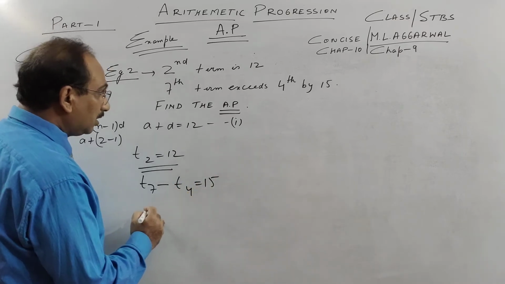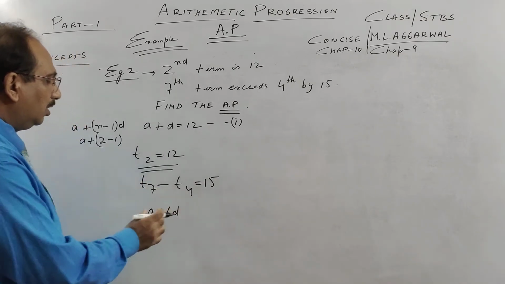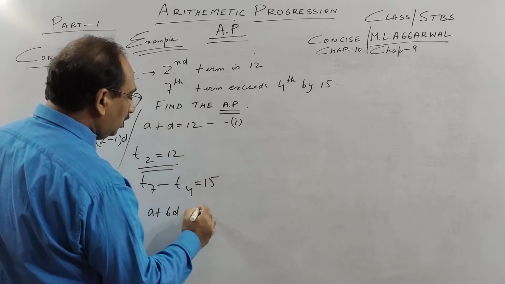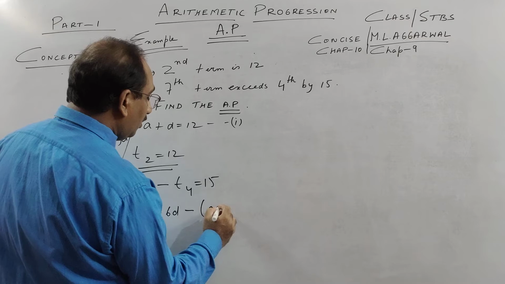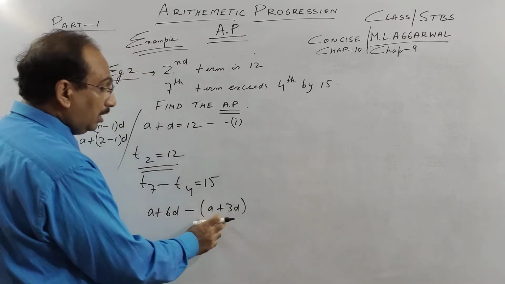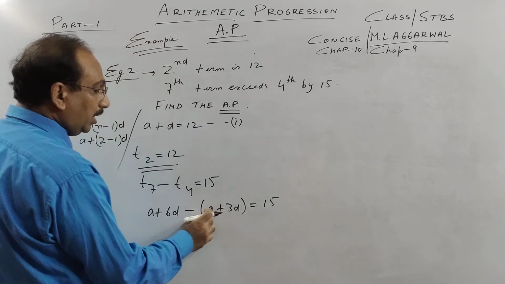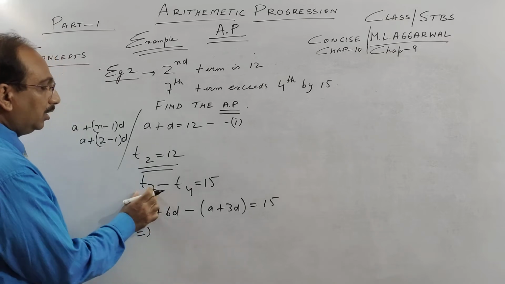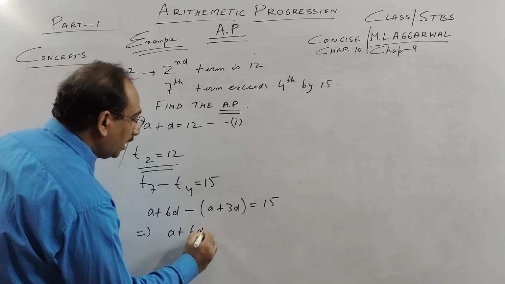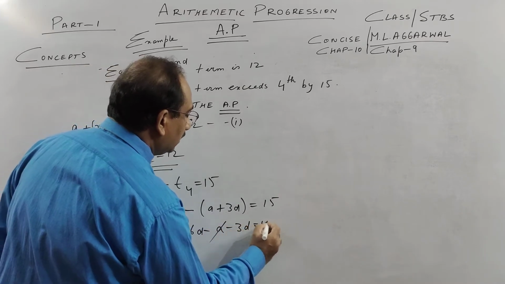So here, children, T7 means A plus 6D. Remember I have told you, take one less. And minus T4, which will be A plus 3D. The fourth term is 4 minus 1, so 3D. Here the bracket is necessary because the minus will come in front of both terms. So what do we get for T7 minus T4? A will cancel and this will become 6D minus 3D is 15.